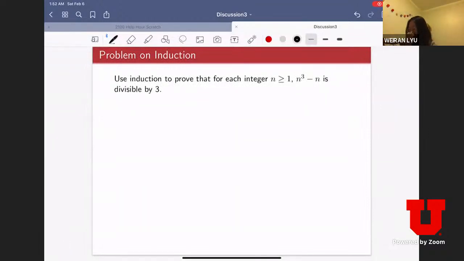Okay, so the next one is use induction to prove that for each integer n greater or equal to 1, n cubed minus n is divisible by 3. So before you get started, think about the 4 steps you need to write down in an induction proof. Whenever you're doing a homework problem or on the quiz, we want to see your 4 steps. So anyone want to say the 4 steps?